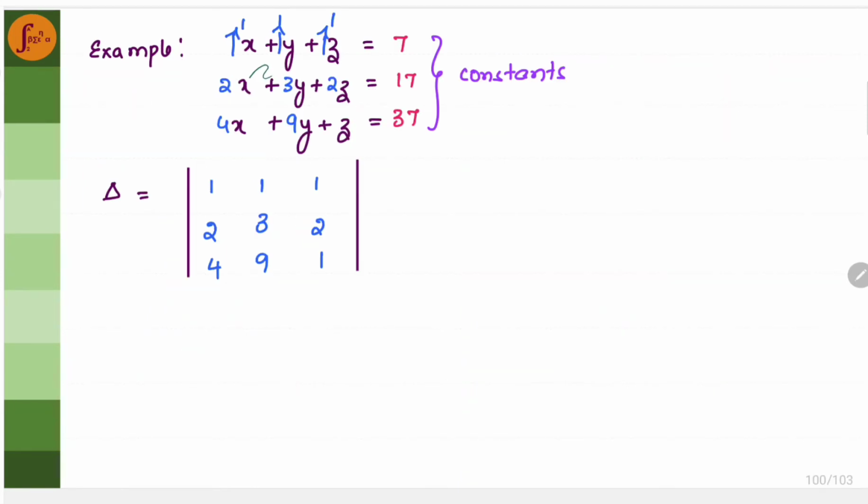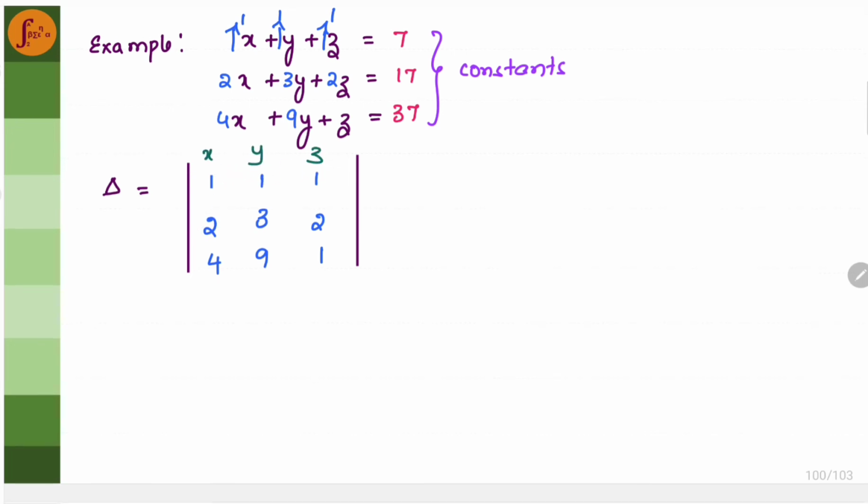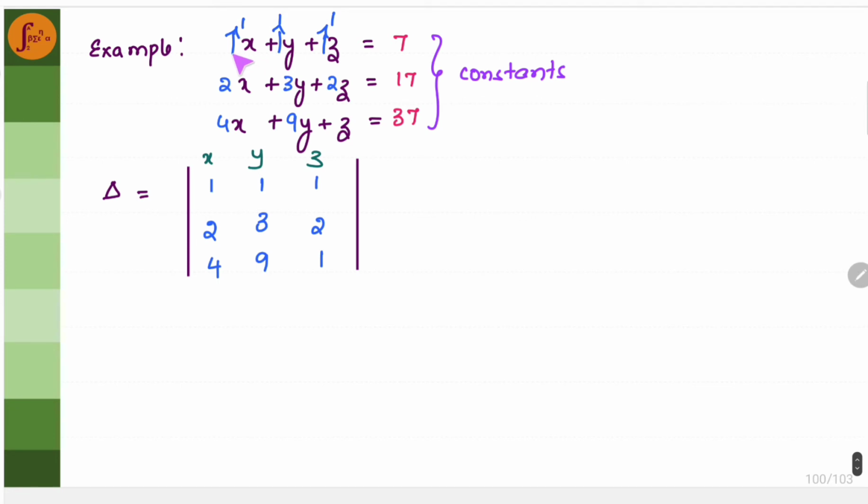Let's take this example where we have x, y, z. We have to solve for x, y and z, given 3 linear equations. So we will put the coefficients of x, y and z. If there is no number next to x, you have to assume there is 1. So x is 1, y is 1, z is 1. Then for the next linear equation, 2, 3, 2. Then 4, 9, 1.